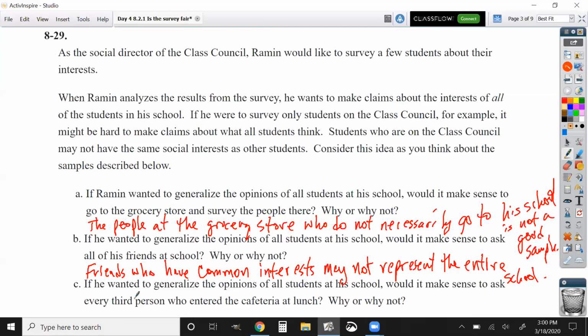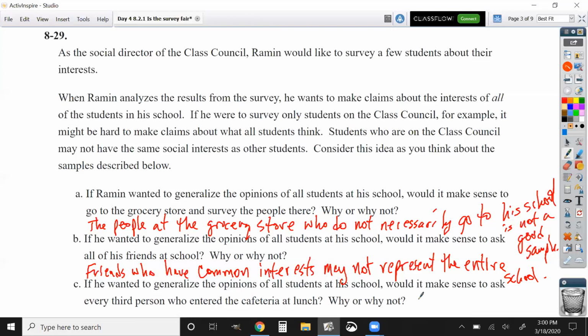Problem C. If he wanted to generalize the opinions of all the students at his school, would it make sense to ask every third person who entered the cafeteria at lunch? Well, that's definitely more random. It's definitely not people who all have common interests, but it might only represent people who buy school lunch as opposed to people who bring their own. Maybe those people are different.